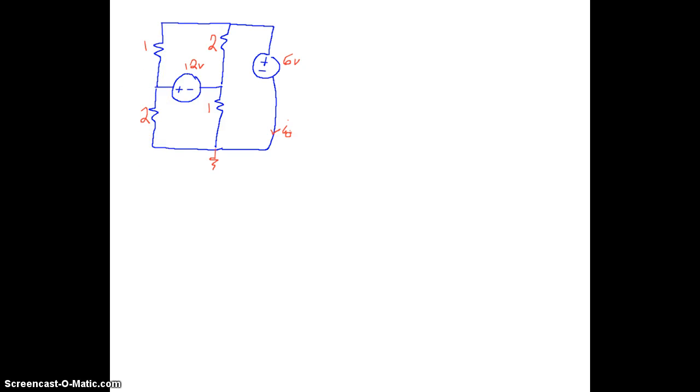So this is the third and final video on nodal analysis. As you can notice, I've already labeled all my resistors and voltages, and I've already labeled the reference node. What I'm going to do now is identify the nodes.